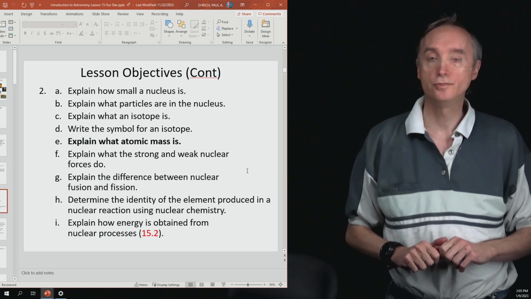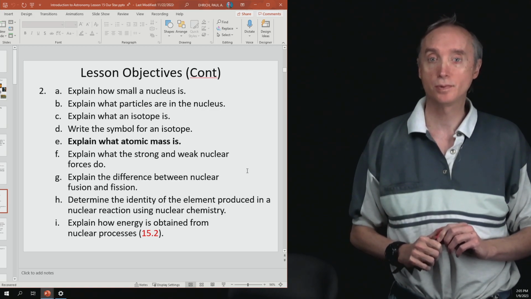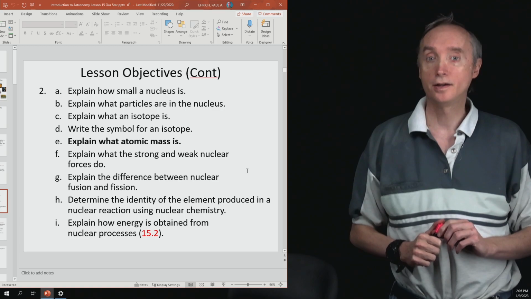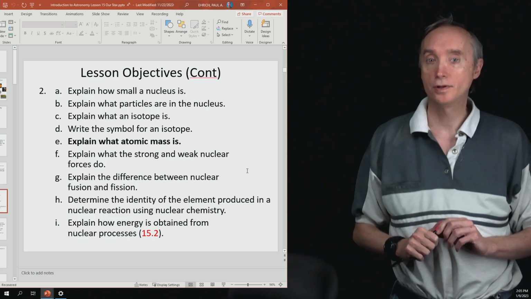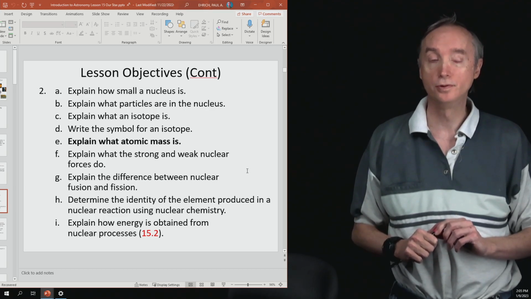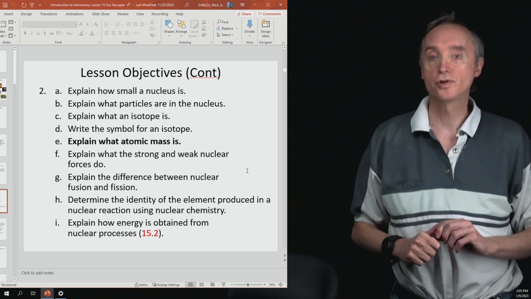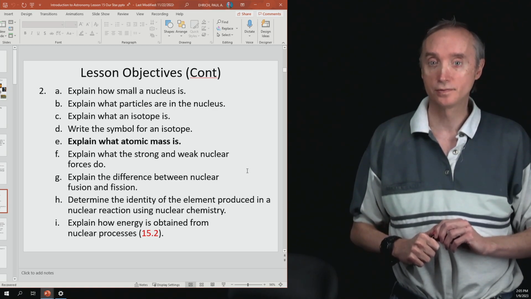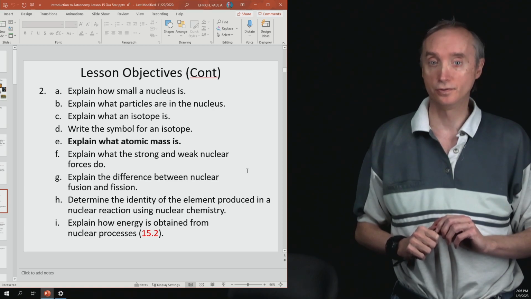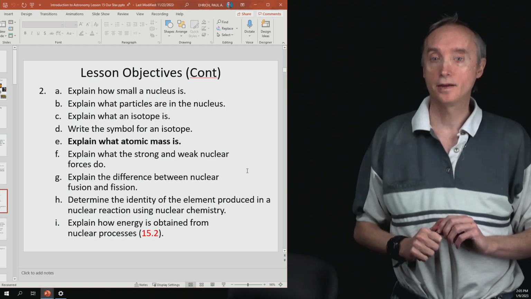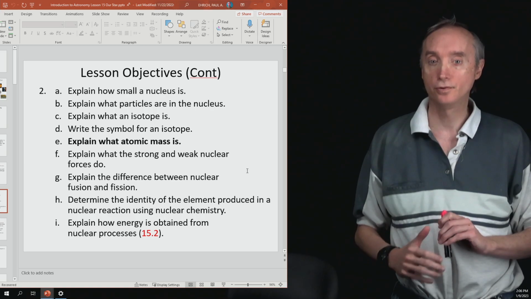Then we're going to study the nucleus, and we're going to explain how small a nucleus is. Explain what the particles are that are located in the nucleus, explain what an isotope is, be able to write the symbol for an isotope. We'll talk about what the atomic mass is on the periodic table, explain what the strong and the weak nuclear forces do, explain the difference between nuclear fusion and nuclear fission, and then determine the identity of an element produced in a nuclear reaction, and then explain how energy is obtained through nuclear processes.